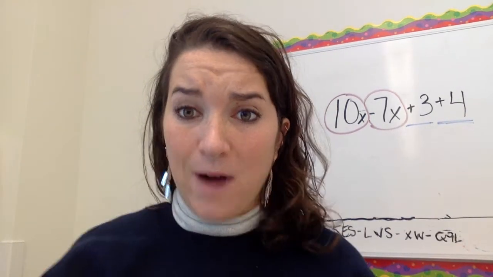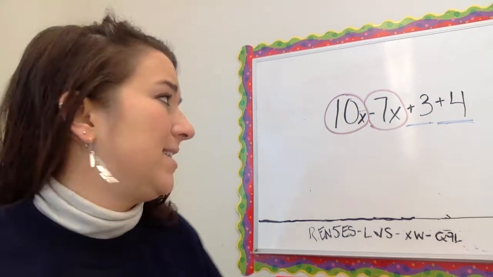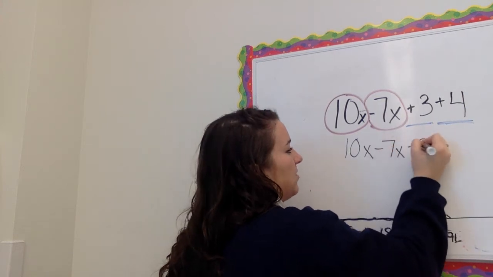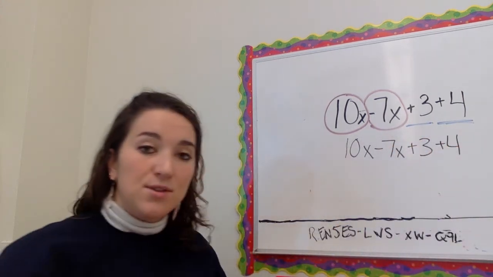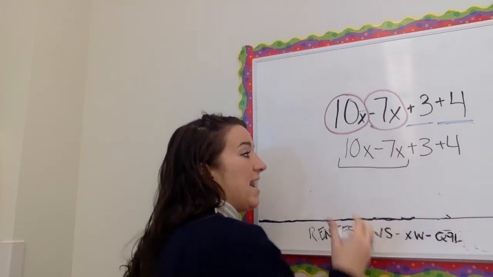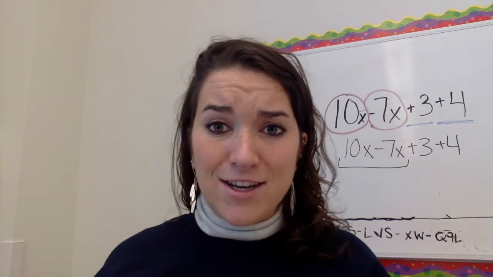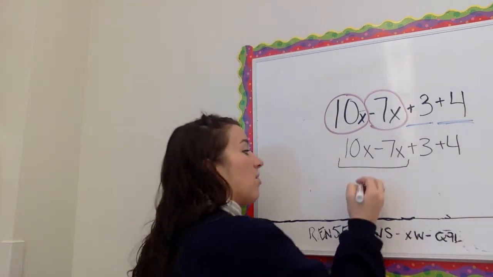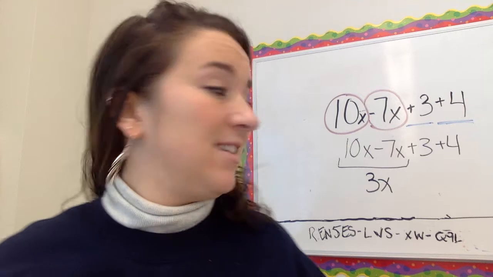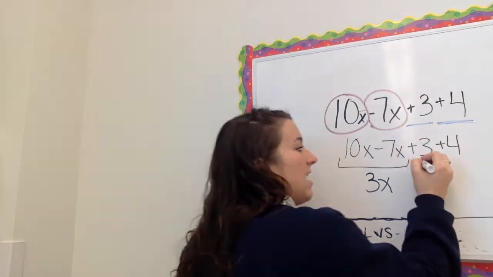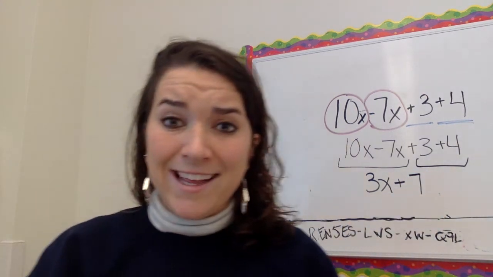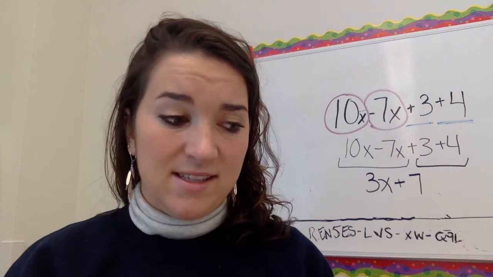Usually I would rewrite it, putting all the like terms together. For this one, they're already together, so I'm just going to rewrite it below: 10x minus 7x plus 3 plus 4. Then I'm going to combine my like terms, starting with my x's. I have 10x, taking away 7x's. That's 10 minus 7, 3x, because if I have 10 x's and take away 7 of those x's, I'm left with 3. Then plus 3 plus 4 is just plus 7. So my final answer is 3x plus 7.